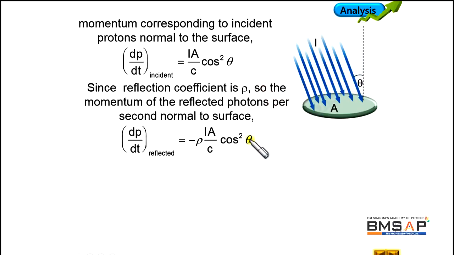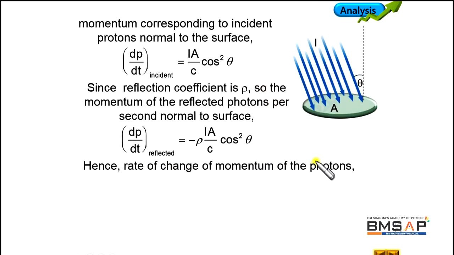For calculating the force, we need to find the rate of change of linear momentum. Here, the rate of change of momentum, that is the final momentum minus the initial momentum, will be the force in the normal direction. So, let us subtract this relation from this relation. So, this will be equal to IA divided by c cos square theta as common, and in brackets we will have the term rho plus 1, and the overall sign will be negative, right.